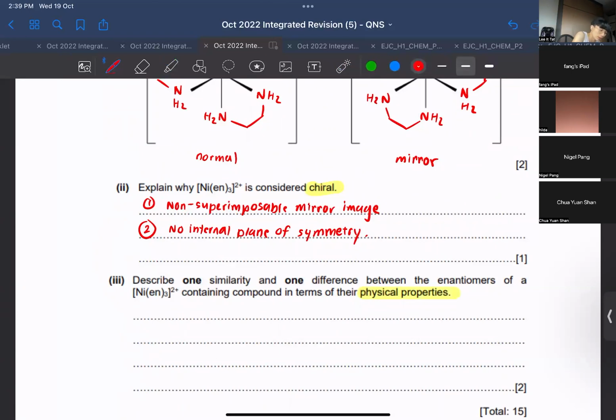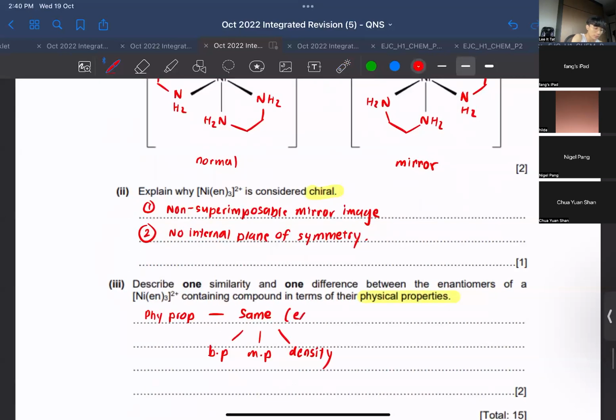So remember, when it comes to physical properties, enantiomers have the exact same physical properties, not even similar, exact same. Stuff like boiling points, melting points, or density or solubility, whatever. All these physical properties, you can just mention one.